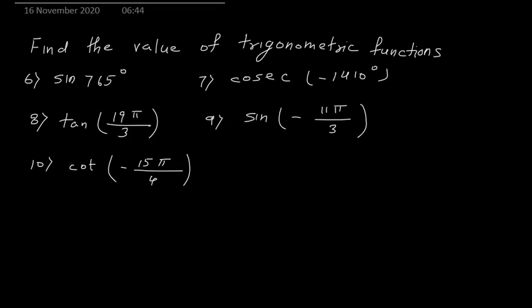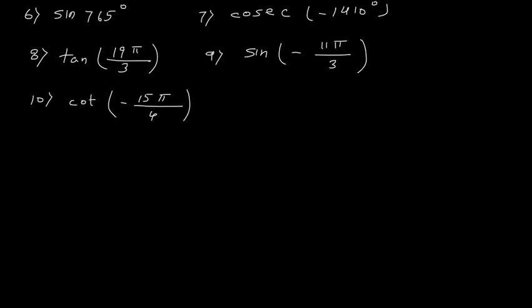Now let us see the 6th question. Here we have to find a trigonometric ratio. Only one we have to find: sine 765 degree. So the 6th question is sine of 765 degree.